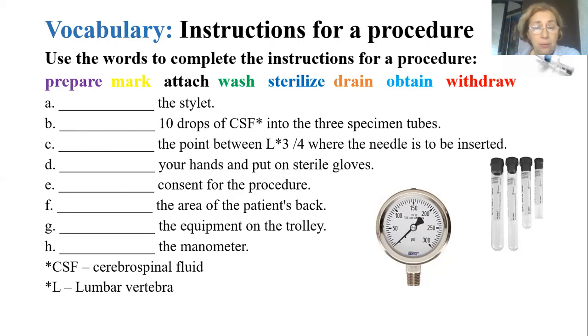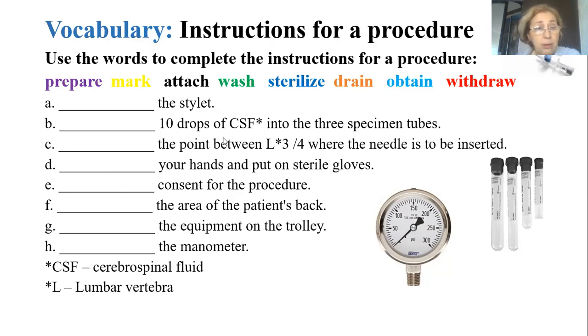Do you know what the stylet means? What kind of thing is the stylet? So actually, a stylet is a catheter or tube. So it can be attach the stylet or withdraw the stylet. So they're opposite.